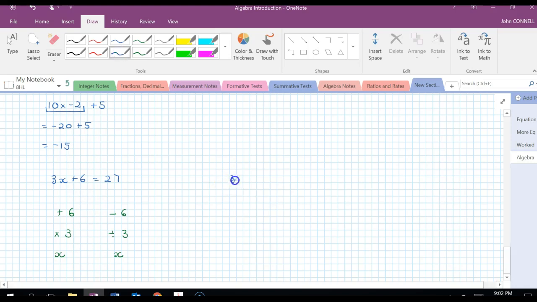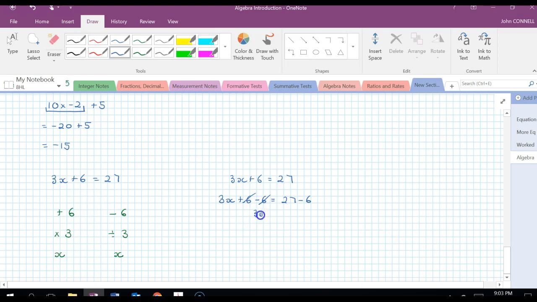So if I have 3x plus 6 equals 27, what I can do is I can do the same thing to both sides. Remember, I can always do the same operation with the same number to both sides, and it will keep everything the same. So I can go 3x plus 6 take 6, so I can take 6 from both sides and it will keep things the same. Here I'm adding 6 and taking 6, so that'll just give me 0. So that kind of cancels out in a way.